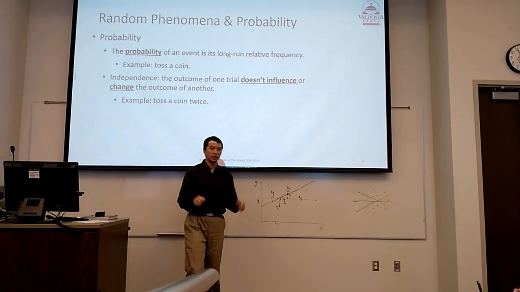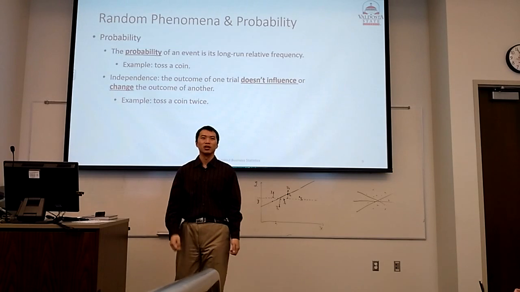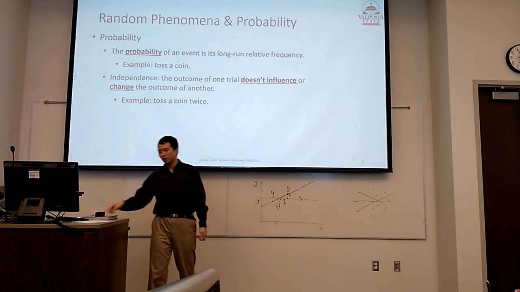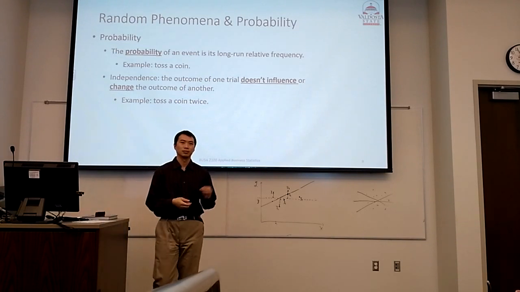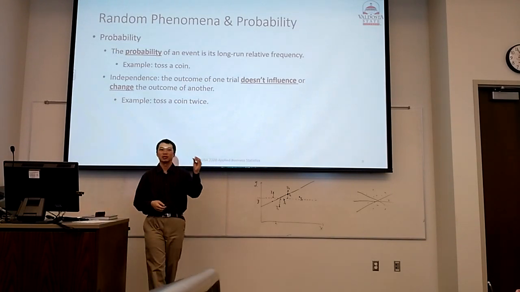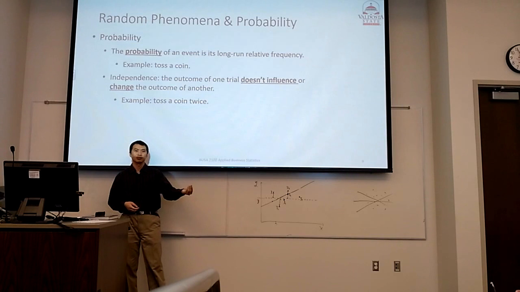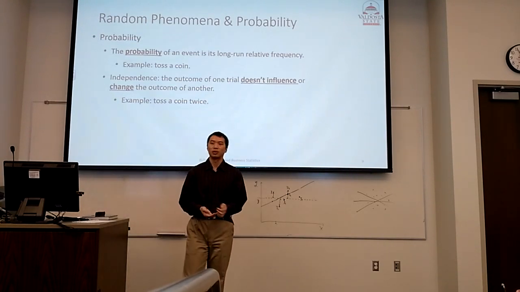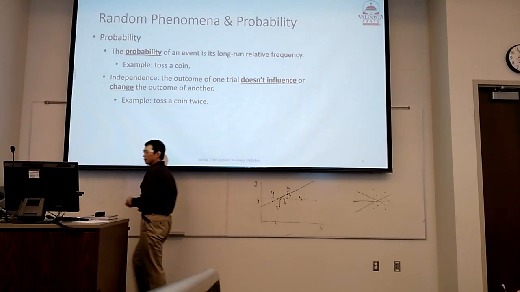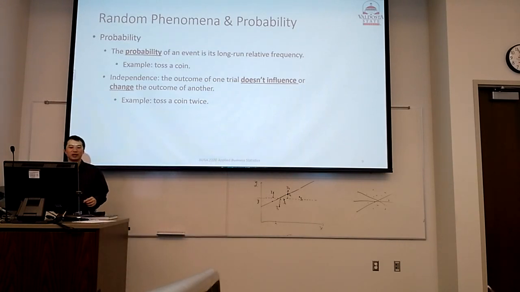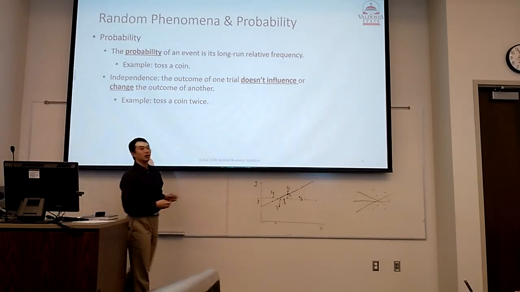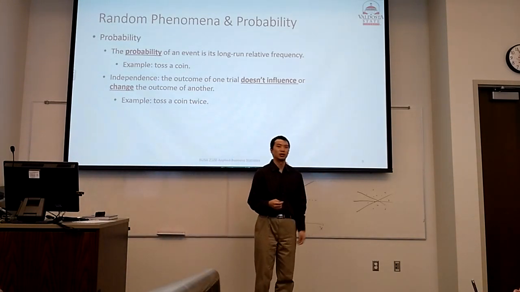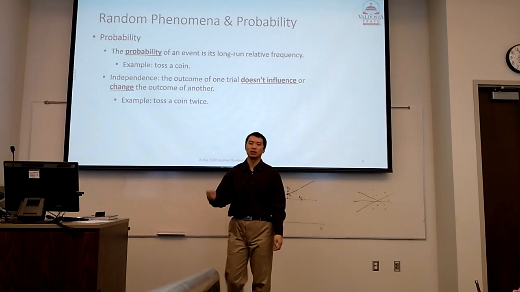The simplest example, tossing the coin. What's the probability of getting a head? 50%, right? And similarly, for getting a tail, 50%. So that's a long run relative frequency. So the keyword is the long run. What about the short run?